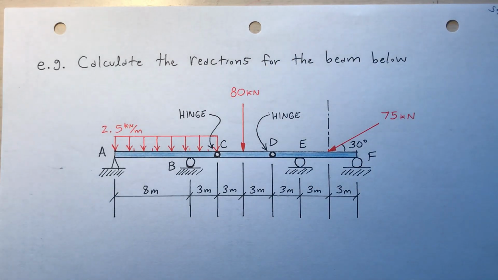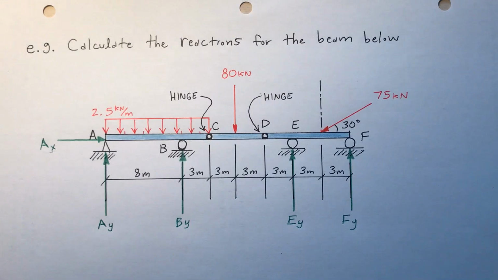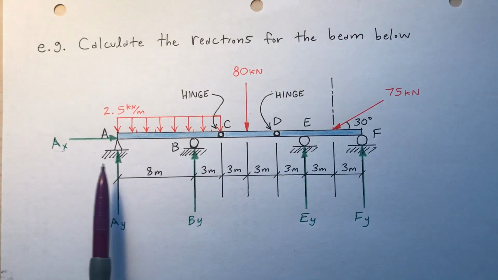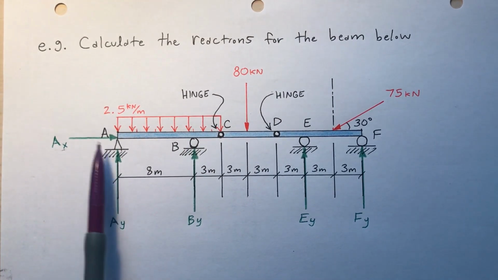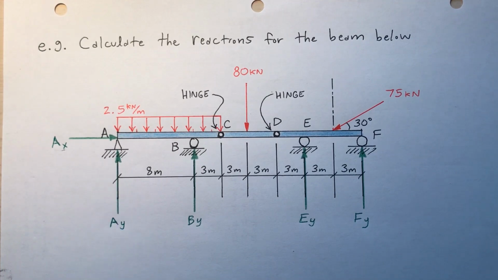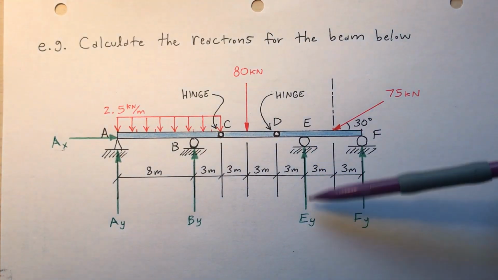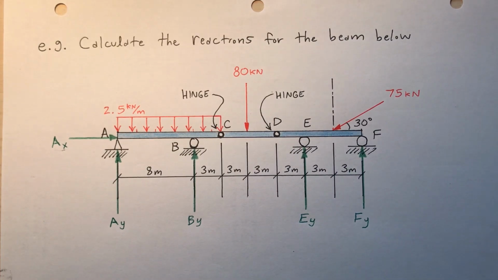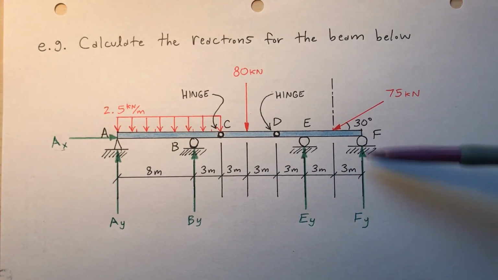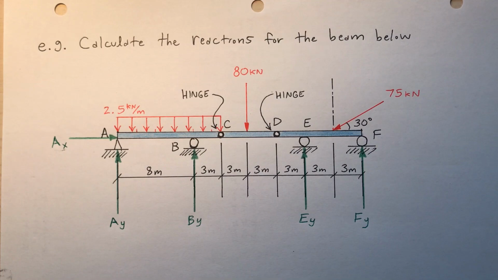But before I do any of that, what are the external reactions? Notice that I have three rollers and a pin. Okay, so I've drawn all the reactions in here. At A, there's a pin, so I've got two reactions, a horizontal A sub x and a vertical A sub y. At B, I've got a roller, so I have one reaction, B sub y. At point E, that's a roller, so one reaction, E sub y. And then at F, it's a roller, so one reaction, F sub y.